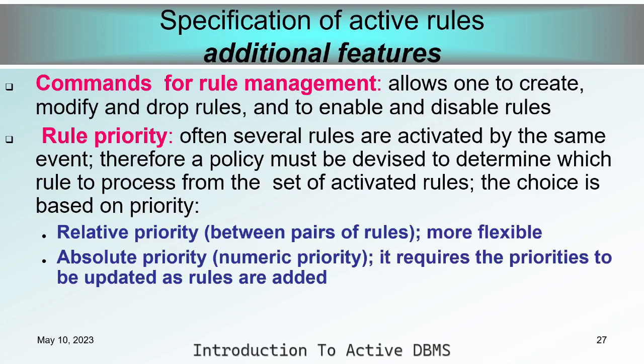So rule priority also needs to be defined here. When several rules are activated by the same event, then a policy needs to be devised to determine which rule to be processed from this set of activated rules. So the choice needs to be based on the priority. The priority can be a relative priority or it can be in the form of absolute priority. Relative priority is between pairs of rules, which is more flexible, whereas absolute priority requires the priorities to be updated as the rules are added to it.